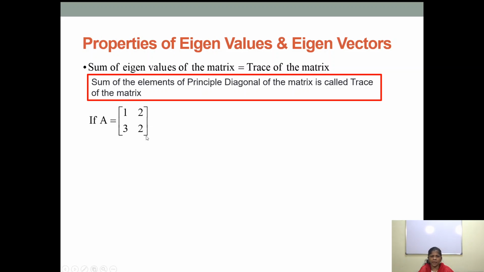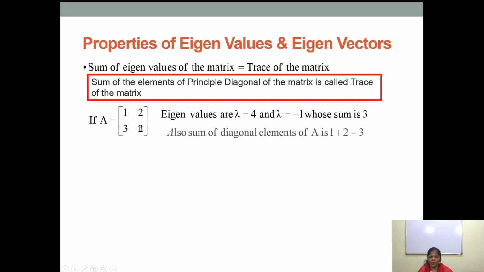I'll again take the same example. What are the eigenvalues? As we have seen, they are 4 and minus 1. Now take the sum of eigenvalues: 4 plus minus 1 is 3. So we have the sum of eigenvalues as 3. Now trace means the sum of the diagonal elements. What are the diagonal elements? They are 1 and 2. Take their sum: 1 plus 2 is 3. So both come out to be the same. Hence this property gets verified.